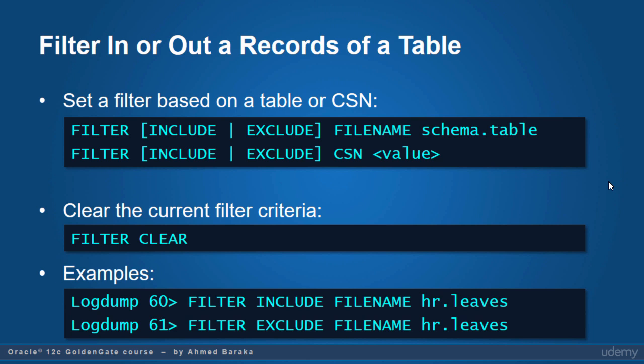Wildcard is accepted for the table names using the asterisk symbol. There are many other options that can be used with the filter, more than what is displayed in the slide. I'm just showing you here simple syntax to demonstrate the concept. For example, you can apply a filter based on the relative byte address, token name, I/O operation, and others. Please refer to the documentation for the full list of the filter options. If you want to clear the filter in effect, use the clear option of the filter command. The first example in the slide shows how to apply a filter that displays the records of only the leaves table. The second example shows how to apply a filter to display all the records in the trail file except those of the leaves table.